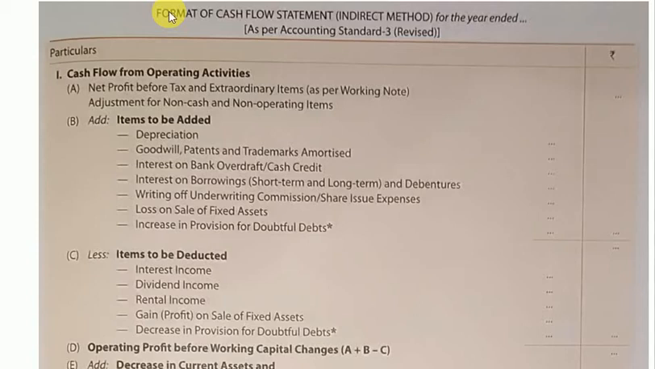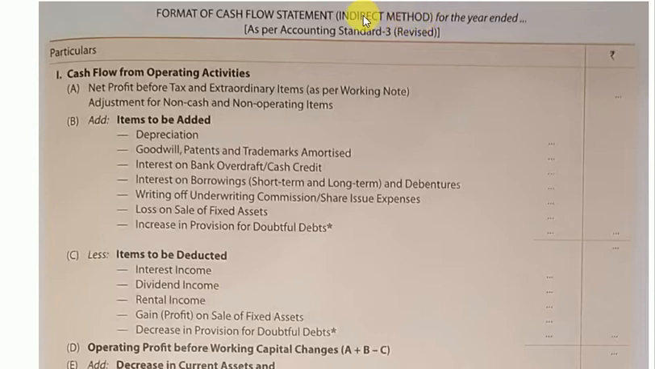Good morning, children. In today's class, we are going to see the format and specimen of cash flow statement according to indirect method, and this is the format which I have clicked from your textbook itself. So first of all, you should take care of how to draw the format.